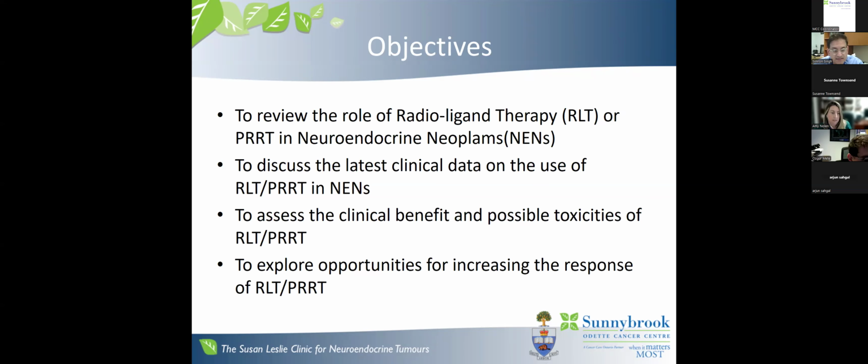I also want to discuss the latest clinical data on the use of RLT and PRRT in neuroendocrine neoplasms to assess that balance between clinical benefit and possible toxicity and where that stands, and to explore opportunities. Where is the field going and where are we going to move forward? I think this is something we're going to hear more and more of. In the neuroendocrine world, we become familiar with this, but outside of neuroendocrine, prostate, and moving forward, we're going to continue to see this more and more. And I think 10 years from now, we'll have multiple tumor sites using this type of therapy as a way of treating cancer.